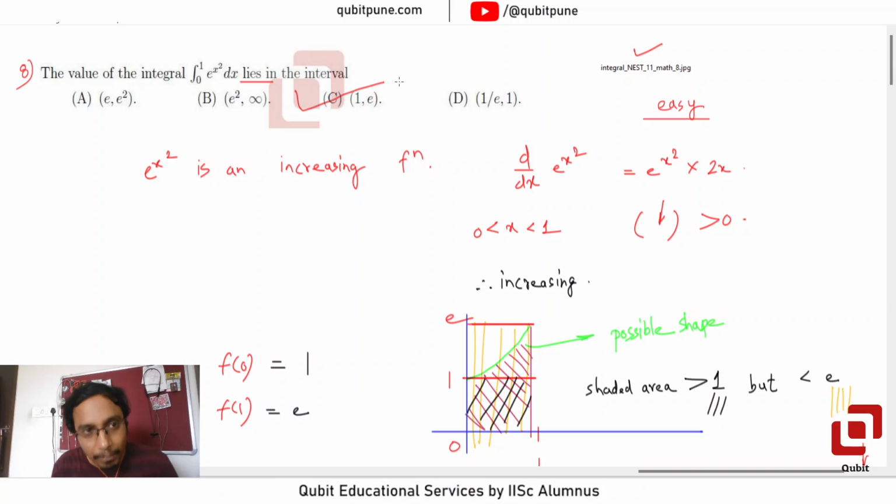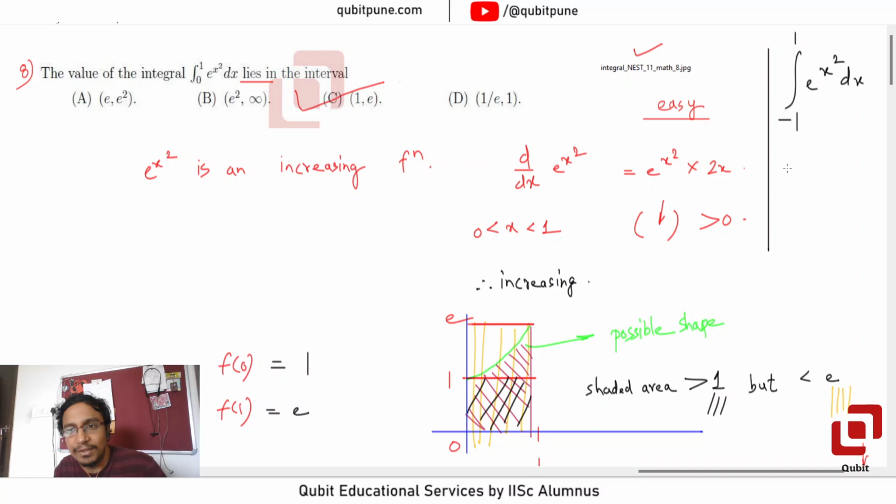Now they can also complicate things by giving you this one, integral from -1 to 1 of e raised to x squared. तो जिसकी अभी मैं बात कर रहा था कि फंक्शन इवन है, वो अभी आपके काम आएगा. So the range of this would be 2 to 2e, है ना, 2 to 2e. Let's not plot it.